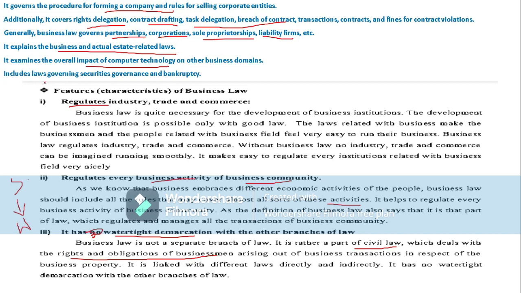Okay, likewise it includes laws governing securities, governance and bankruptcy. If at all there is a bankruptcy in the company, there will be laws regarding the bankruptcy. So all these are the functions related to business laws. So these are all the functions, objectives and features of business law.